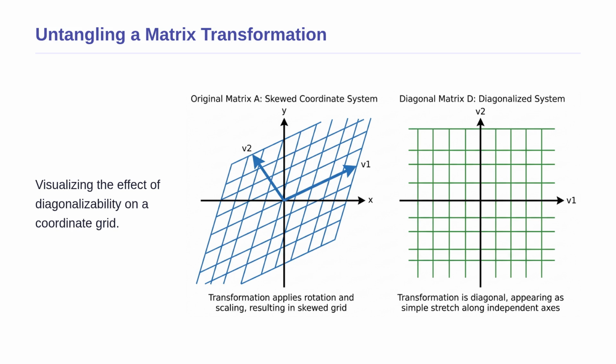On the right, we have switched our viewpoint to align with the eigenvector arrows we found, v1 and v2. Suddenly, the grid becomes perfectly square and independent. This visual transformation is exactly what the formula A equals PDP inverse achieves mathematically.